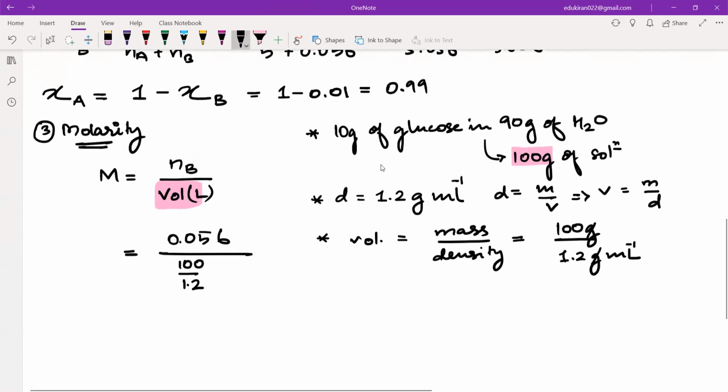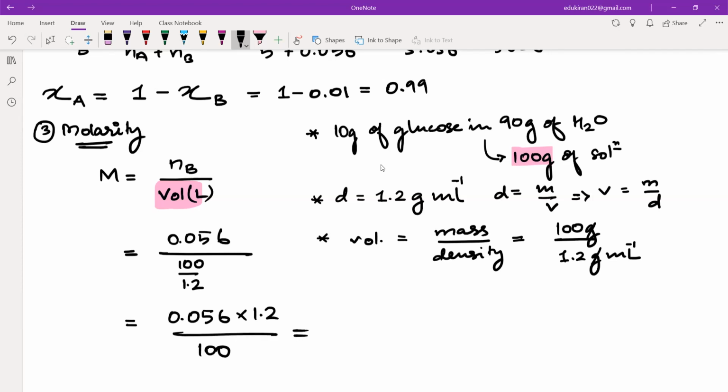So molarity will be equal to 0.056 into 1.2 divided by 100. Okay. One more thing will be there. You have to multiply this whole thing.